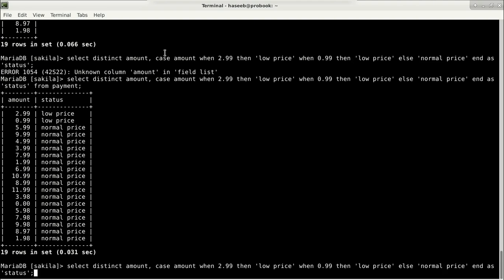Let's do the second syntax. The second syntax, I do this.